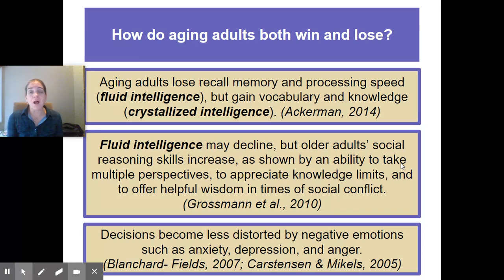Okay. Probably the most common question on the AP exam about intelligence: what happens to intelligence over the course of one's life? As you age, you're losing your recall memory, your processing speed, your ability to think creatively, fluid intelligence. Crystallized intelligence, like vocab and knowledge, is increasing. When you're an aging adult, though, you're much more chill. Your social reasoning increases, your ability to understand and empathize with other people. So aging adults might be really bad with processing and thinking of the solution to logic problems, but their decisions tend to be less distorted by negative emotions.